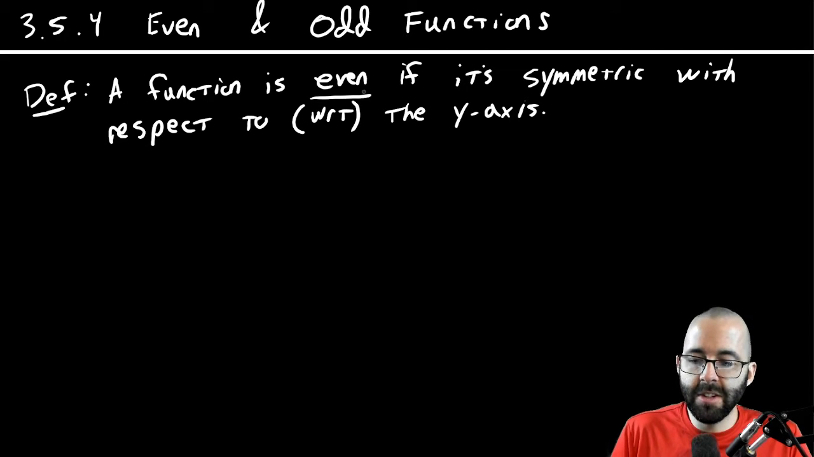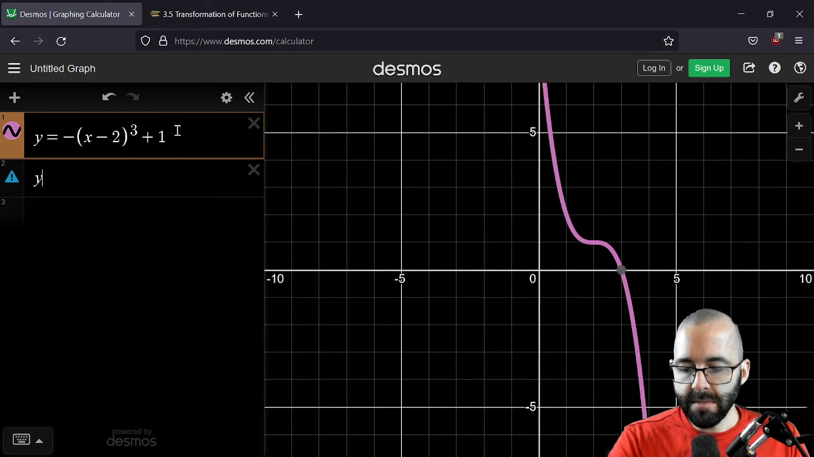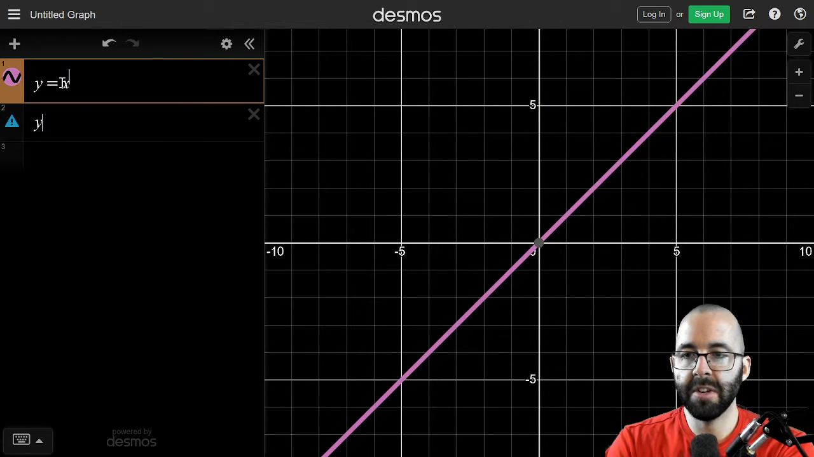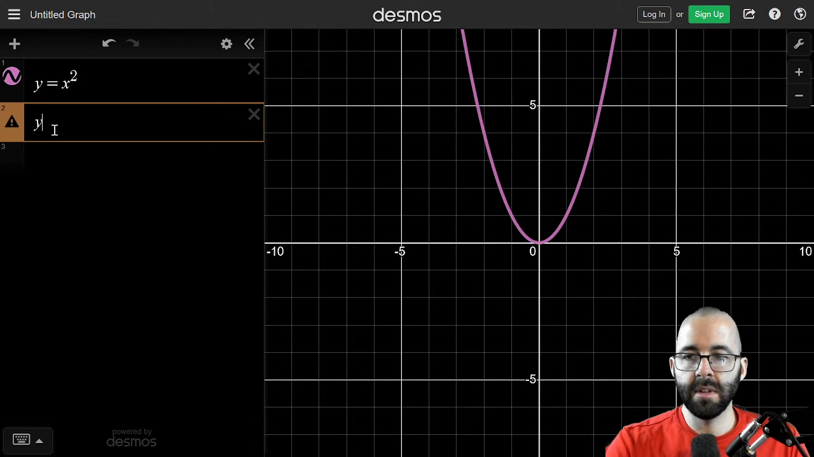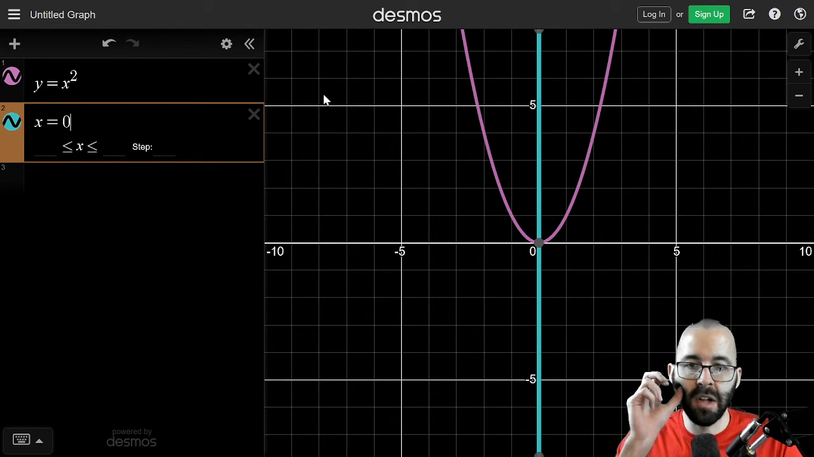Okay, so let's look at some examples of this. Some things that are symmetric with respect to the y-axis. So if we're looking at x squared, for example, did I say x? I meant y. Symmetric with respect to the y-axis means it's the same on either side of this blue line. So notice x squared is the same on either side of this blue line.